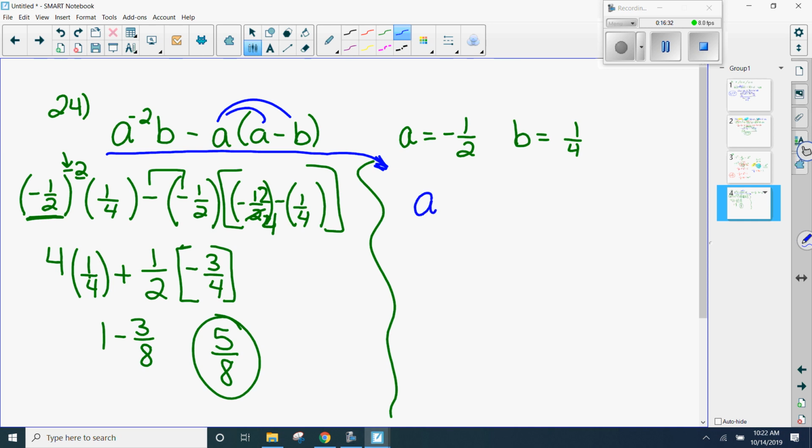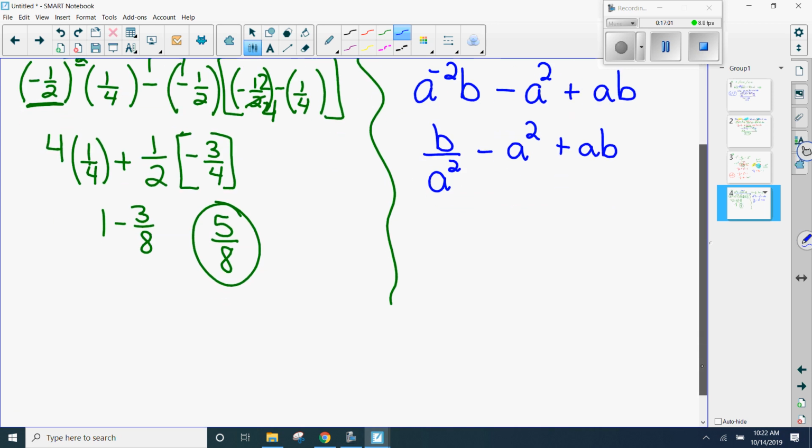So then you get a to the negative second times b, and if I use the distributive property, you get negative a squared, and then you get plus ab. Maybe some of you would rather do that, so you're not using the distributive property or anything with a fraction. That's up to you. You could write it with positive exponents if you wanted to: b over a squared minus a squared plus ab. You could write it that way before you started your substitution. That's okay as well. I don't care if you like dealing with negative exponents.